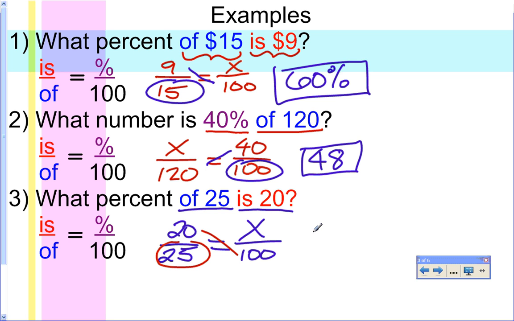is 8, I think. You know what? I think I better check that with my calculator. 20 times 100 divided by 25. Oh, it's 80. What percent of 25 is 20? It's 80%. Man, I was wrong. Good thing I checked that. 80%.